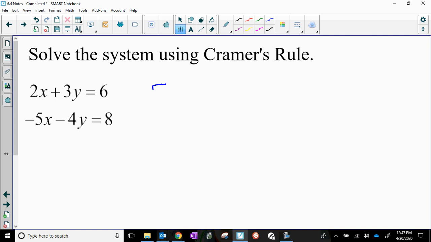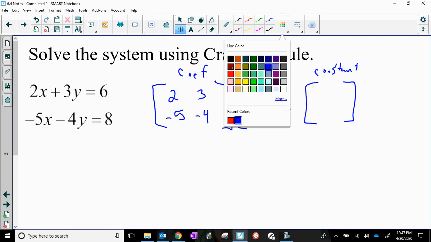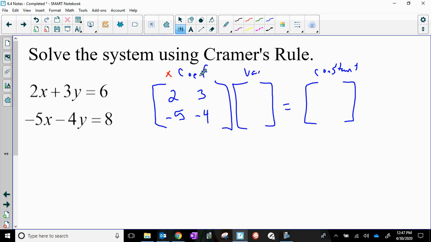The first thing I'm going to do is set up my matrix equation. So I'm going to put my coefficients first, then my variables, and then my constants. So my coefficients are 2, 3 for the first equation, -5, -4 for the second equation. So remember that first column is x, that second column is y.